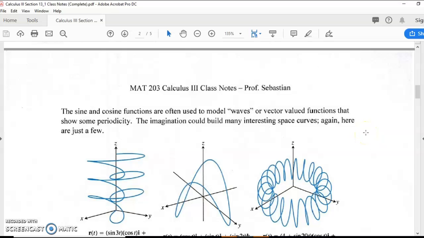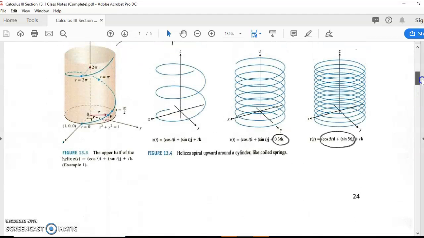Okay, hi again everyone. We're on page 25 of our Calculus 3 class notes in section 13.1, and I'm calling this video example 26b because we have not quite reached example 26, but I just want to get all the information we need for example 26 first. So we just got done talking about helices on the previous page.